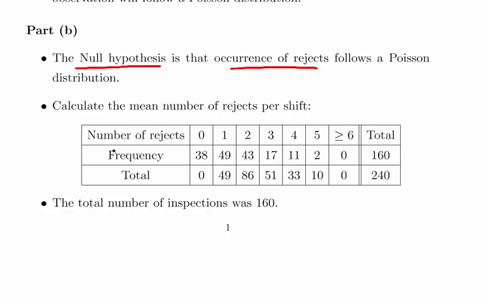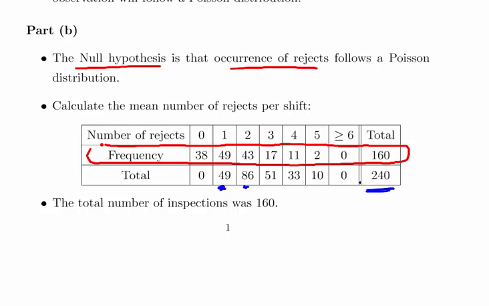So first off, what we have to do here is calculate how many shifts there are altogether, and it turns out that there are 160, okay? And what we have to do then is find out, in those 160 shifts, how many rejects there were altogether, and it turns out there were 240. So there were 38 instances where there were no rejects. There were 49 instances where there was 1 reject, so that's 49 from that bunch. There were 43 shifts where there were 2 rejects, so that's 86 for that, and so on. So essentially, there were 240 rejects altogether.